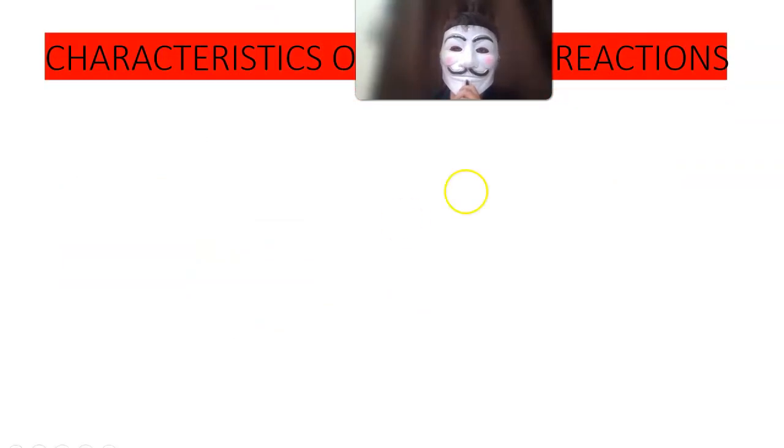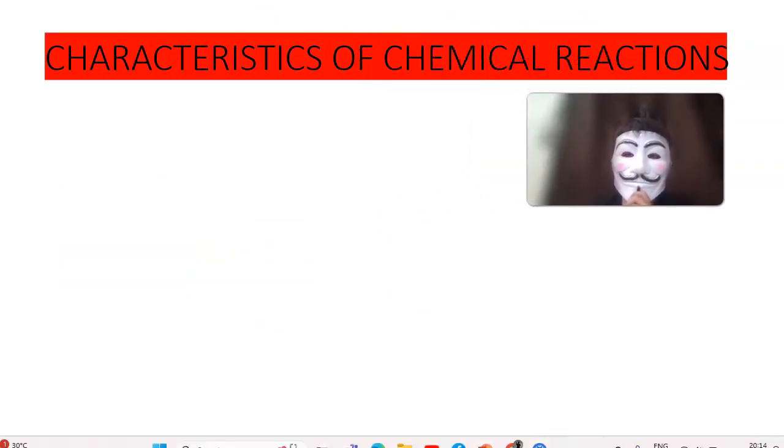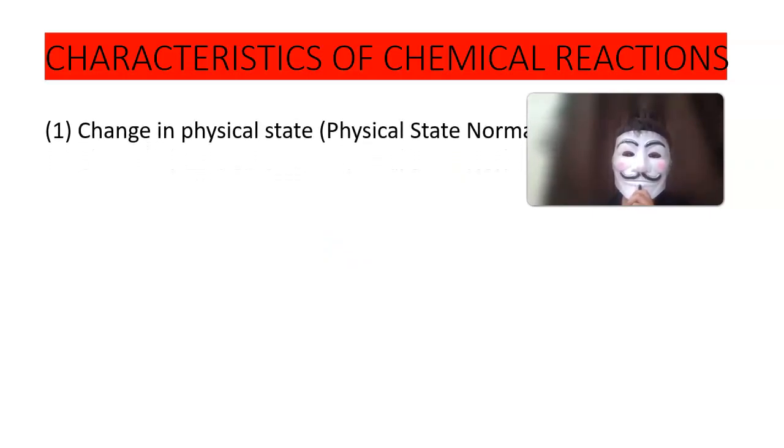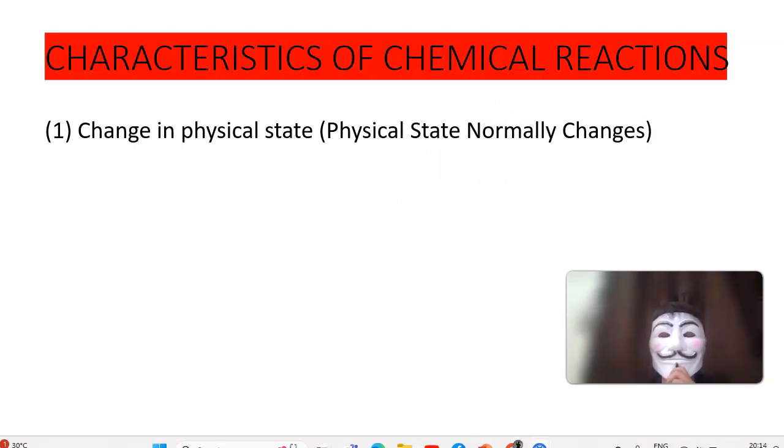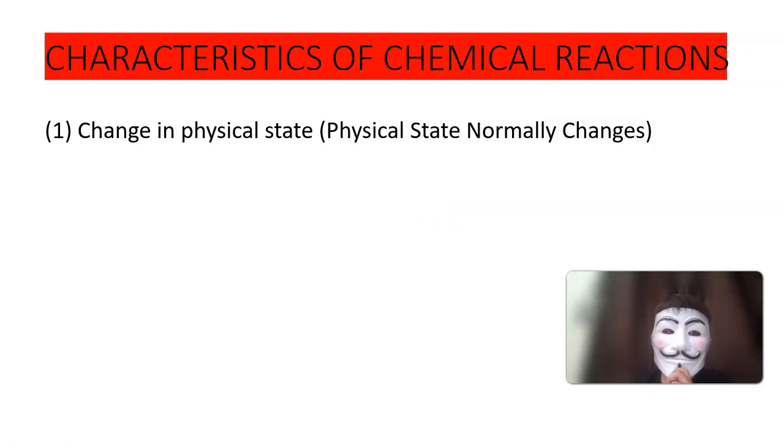So now let's see some characteristics of chemical reactions. Let's see our first characteristic, which is change in physical state. Physical state normally changes. This is one of the first characteristics of chemical reactions. Don't worry, we'll discuss it ahead. It is not so tough, it is easy. We can also memorize it fast. Next is change in color. This is very basic, you must be knowing this. I will still be telling you an example on this also.